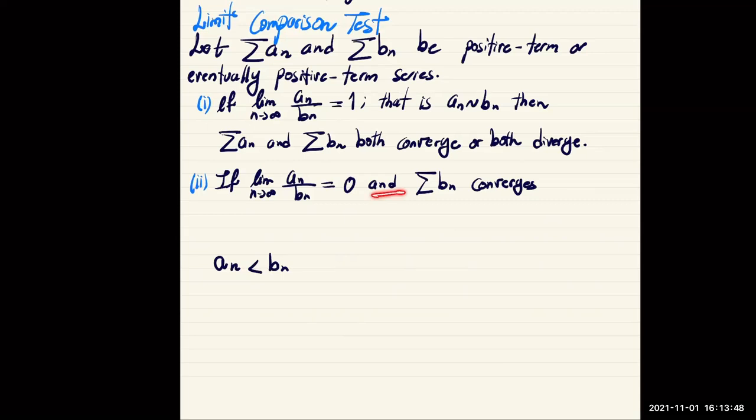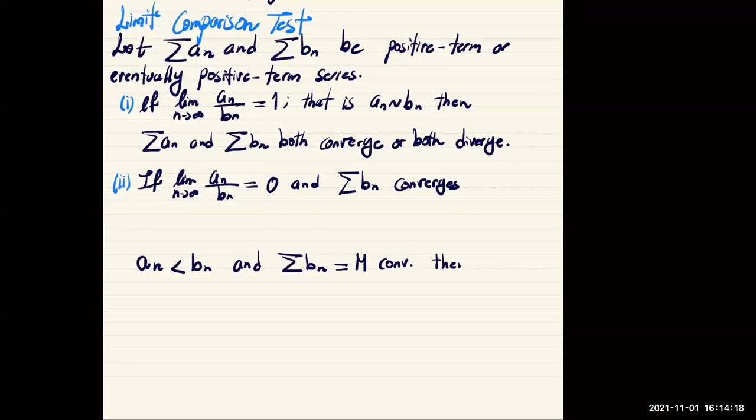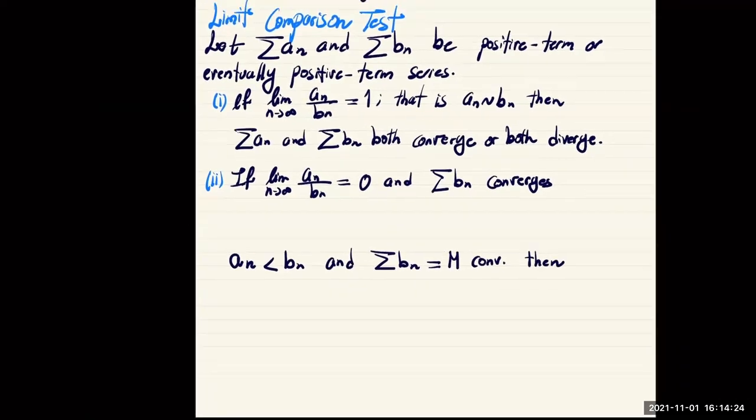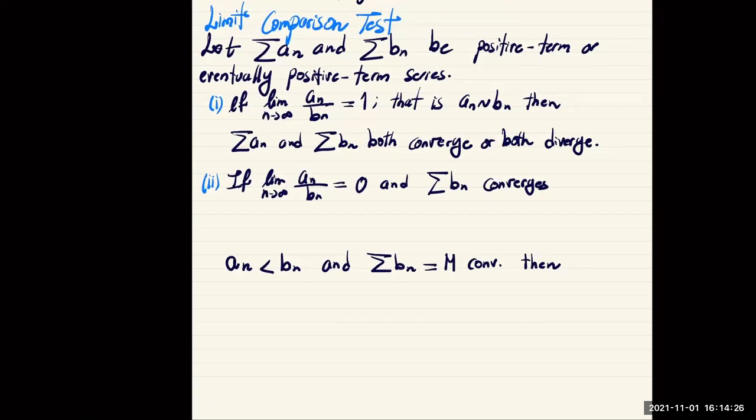Okay, and imagine that the summation of b sub n is converging. So this is equal to some number m. It's convergent. Then, guys, can you tell what happens to the summation of a sub n? Should it converge or should it diverge? It should converge. This is basic comparison.